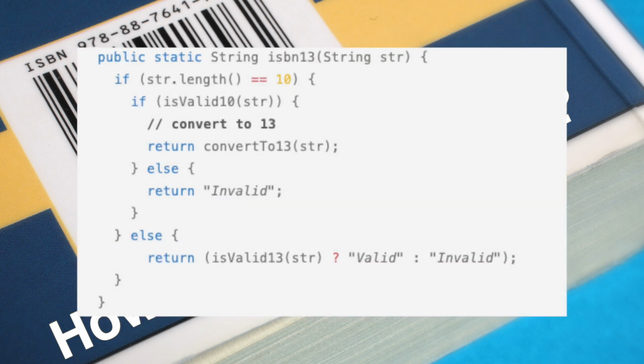The solution to this exercise is simple. First, I check to see if the incoming value is exactly 10 digits. If so, I determine if the value is a valid ISBN 10. To do this, I call the helper method, isValid10, passing it the incoming value.